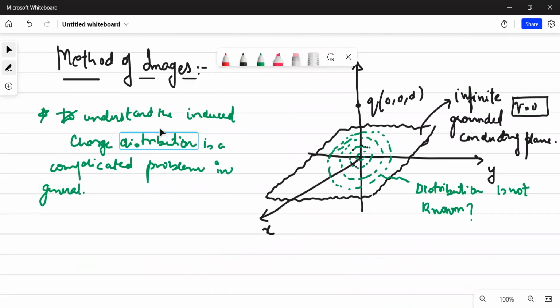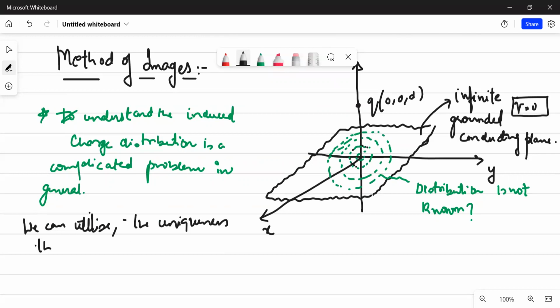So what comes to the rescue? What we can do is utilize the uniqueness theorem to solve these kinds of problems.